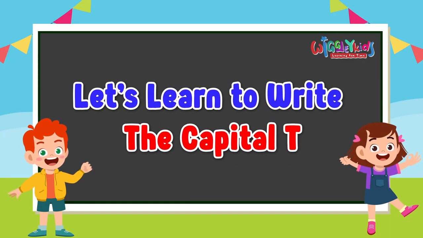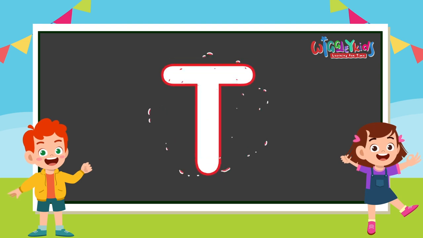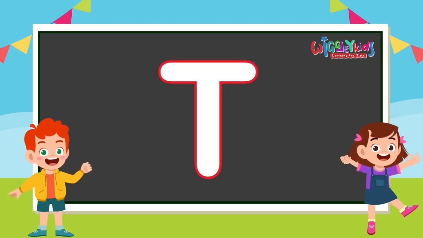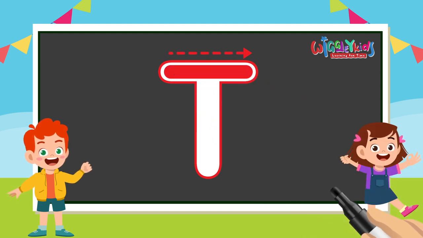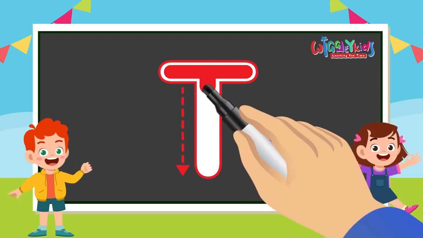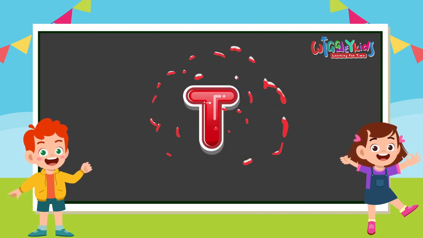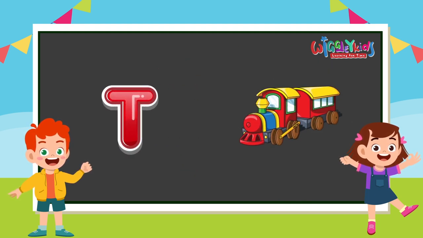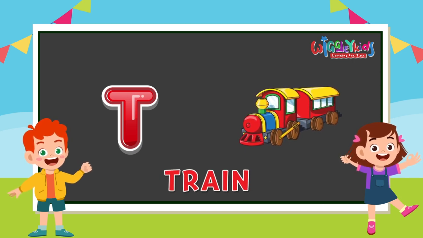Let's learn to write the capital T. First, we will draw a sleeping line. And then come back halfway and draw a standing line. T is for train.